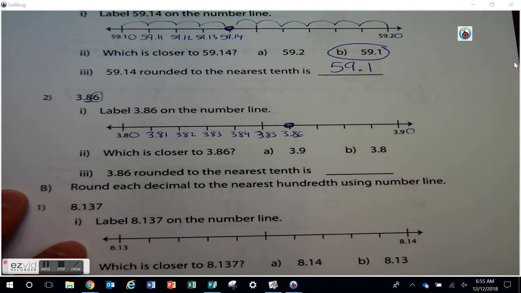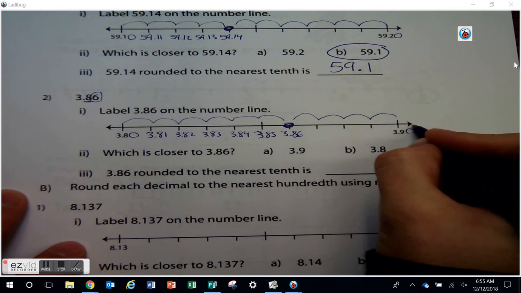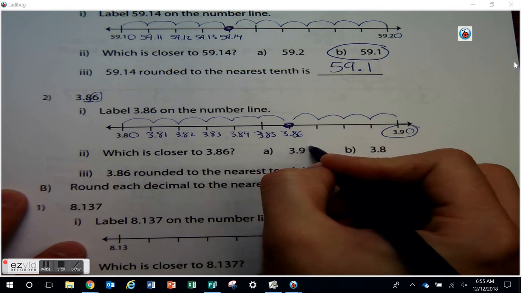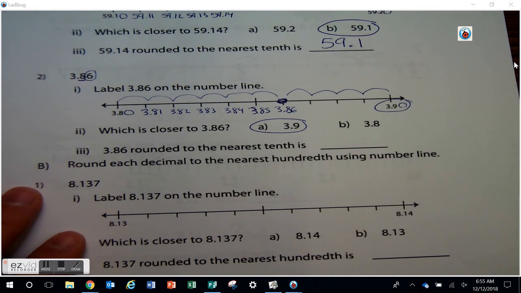So that's where I am. I'm 1, 2, 3, 4 tick marks away here. 1, 2, 3, 4, 5, 6 tick marks away here. So that tells me I want this 3 and 9/10 to be what I round to. I'm going to round it up. Rounded to the nearest tenth is 3 and 9/10.